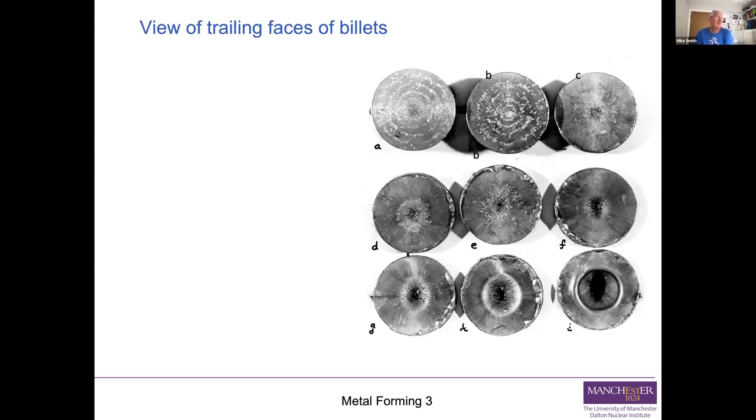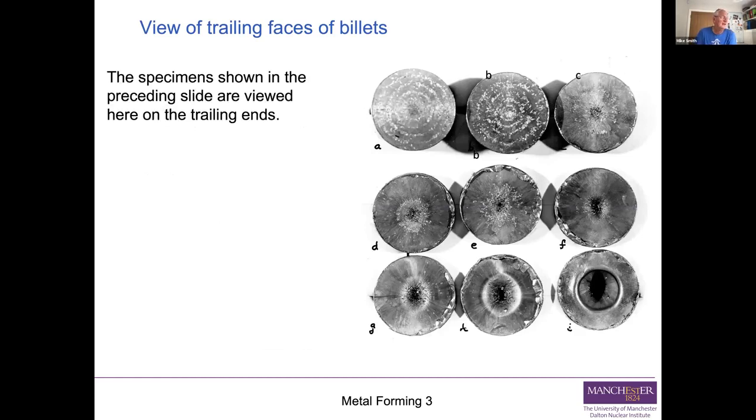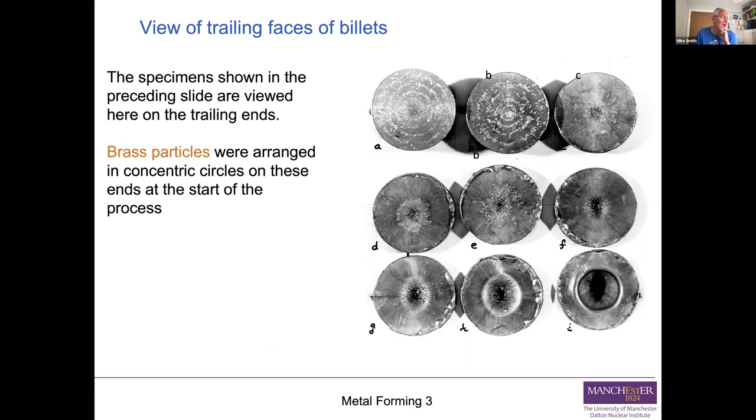So what's going on? Let's have a look at some experiments that someone did. We're looking now at the trailing ends of those little lead specimens from the previous slide. This is before we've cut them in half along the diameter, so we're looking at the surface that the punch pushed on. At the top, you've got these little concentric rings of particles in the surface. Those are little bits of brass that they embedded in the surface, so you could see how the surface material moved.